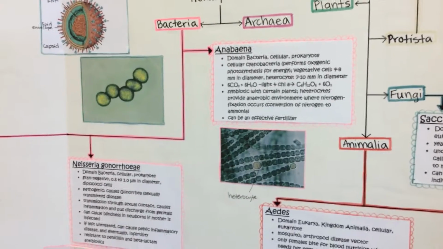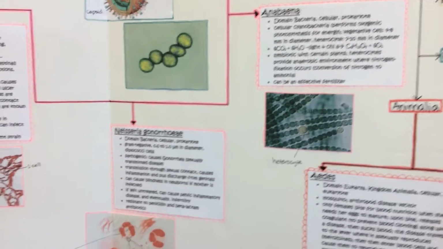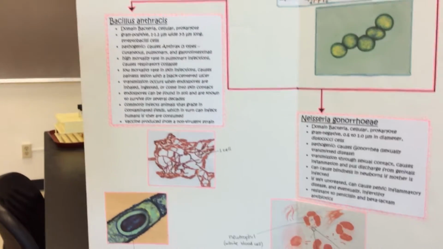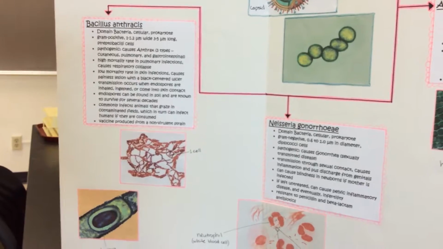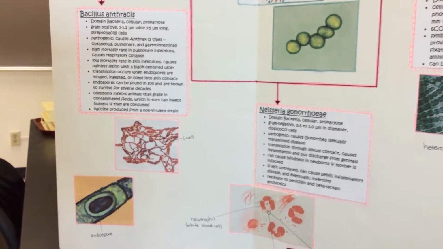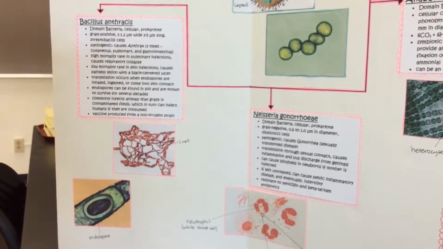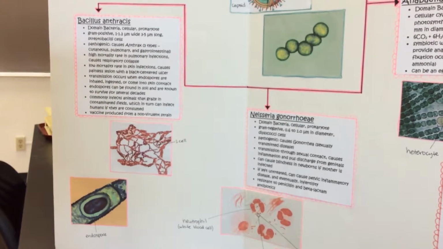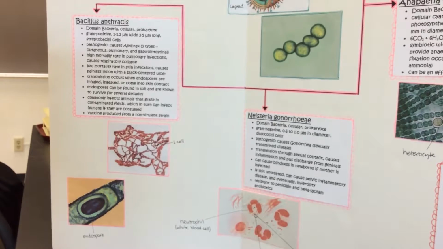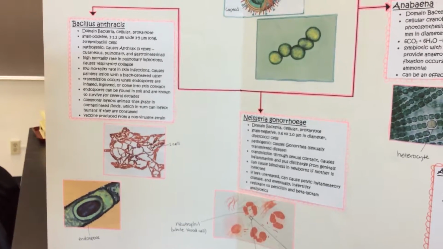Okay, we're still within domain Bacteria, so we're going to ooze our way over here to look at a bacterial pathogen by the name of Bacillus anthracis. Now, Bacillus anthracis, as you might guess, causes the infectious disease anthrax. And there are three ways that we or other organisms can become infected with the anthrax bacterium.